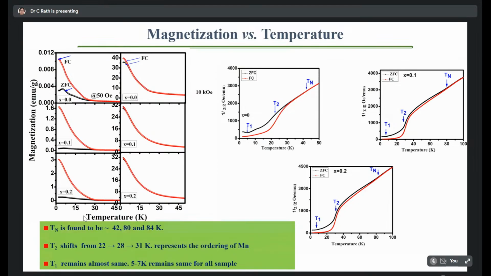Other features we could see when we plot 1 by chi versus temperature. But from ZFC we could not see anything else except a peak. The ZFC bifurcation indicates it may be a spin glass, cluster glass or super paramagnetic behavior. That we will discuss later.